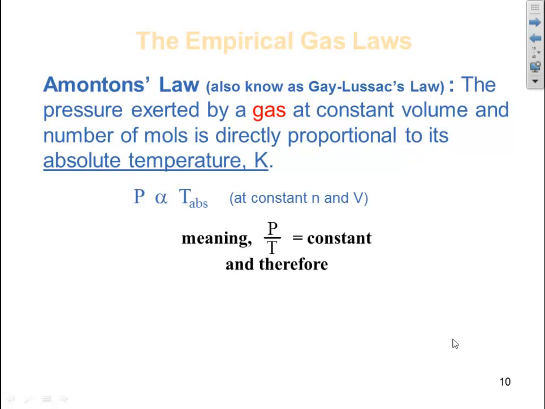So therefore Amontons's law is basically P1 over T1 is equal to P2 over T2, realizing that temperature must be in Kelvin, and we're talking about constant number of moles and volume.